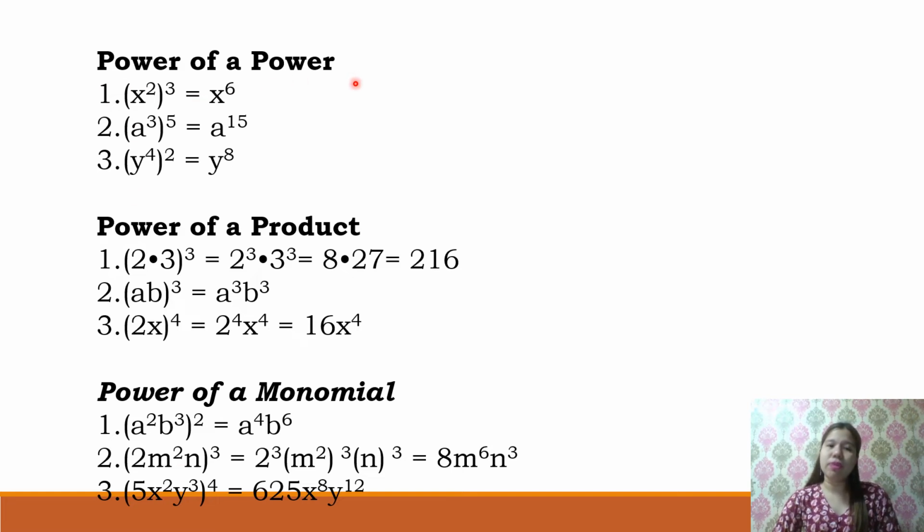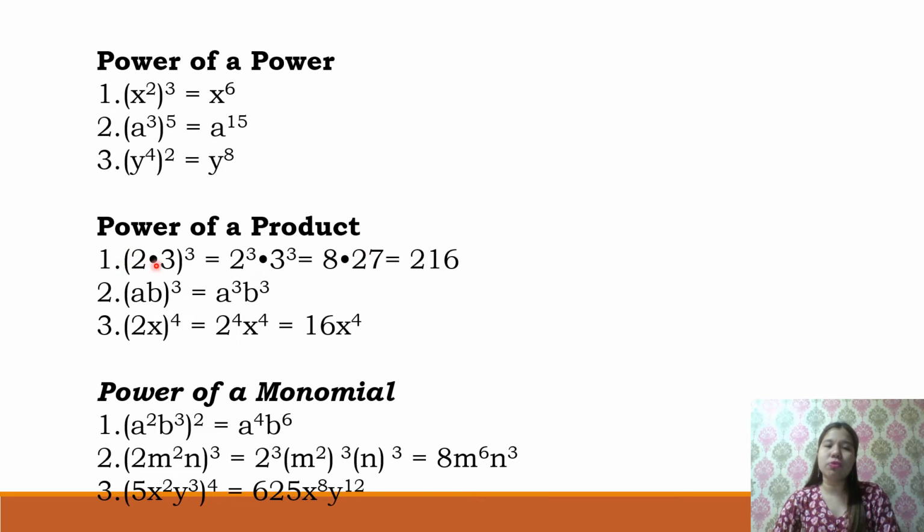For power of a power, so we have x squared raised to 3 is x raised to 6. Quantity of a cubed raised to 5 is equals to a raised to 15. Ganon din ang value niyan pag in-expand ninyo. Okay, then quantity of y raised to 4 raised to 2 is equals to y raised to 8. Multiply lang yung exponents.